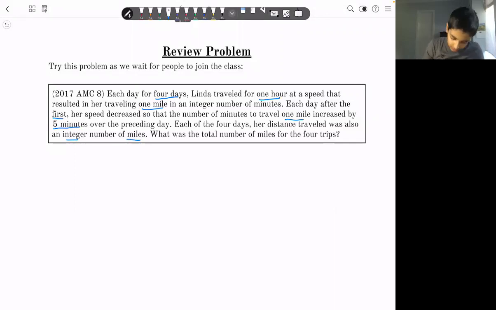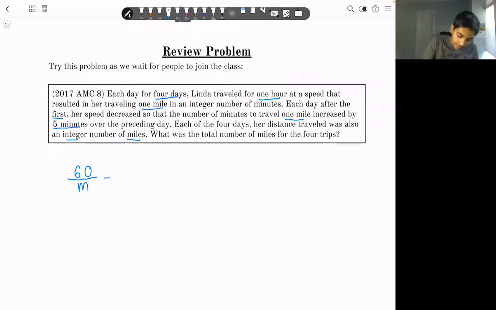So what are we given here? Well, we're given that the amount of time it takes to travel 1 mile is an integer number of minutes. And she travels for 1 hour every single day. So let's just call it 60 minutes since we're dealing with minutes here. So 60 minutes every day. And each time she travels 1 mile in an integer number of minutes. So let's just call however many minutes m. So 60 over m will be how many miles she traveled on the first day, because 60 is the total minutes and m is the number of minutes it takes to travel 1 mile.